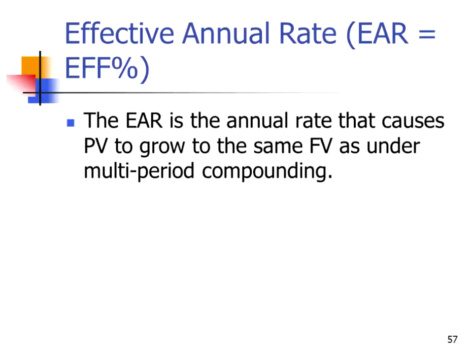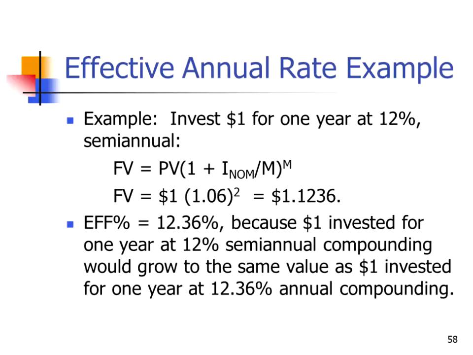So the effective annual rate is the annual rate that causes present value to grow to the same future value as under multi-period compounding. So this would be the rate that you would end up paying, that in effect you would be paying with the effect of compounding.